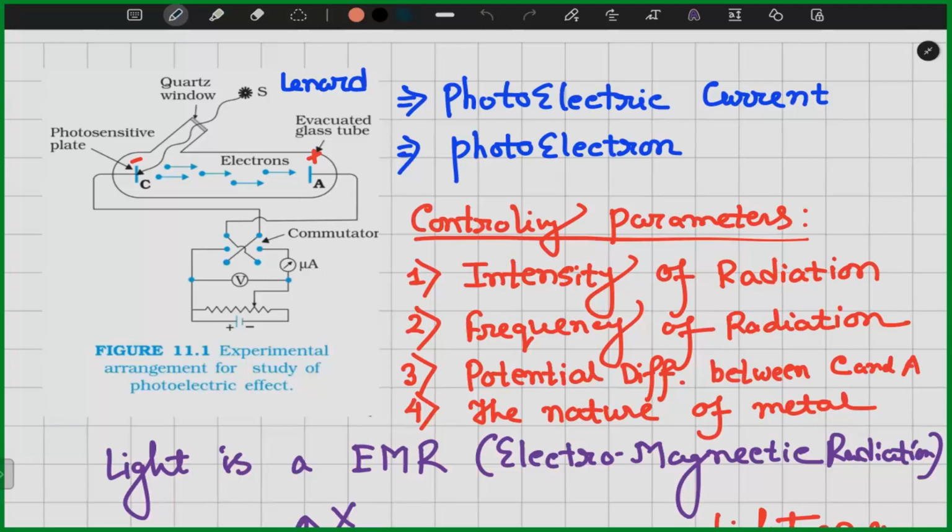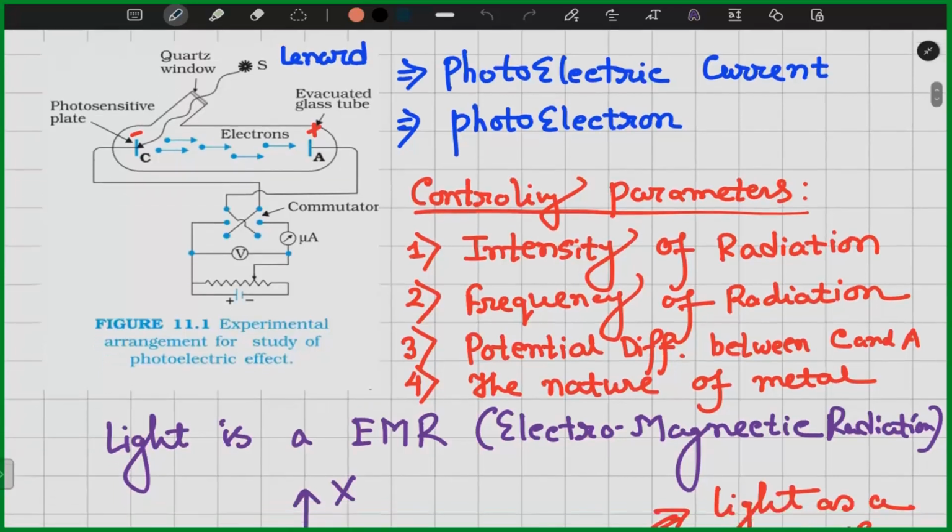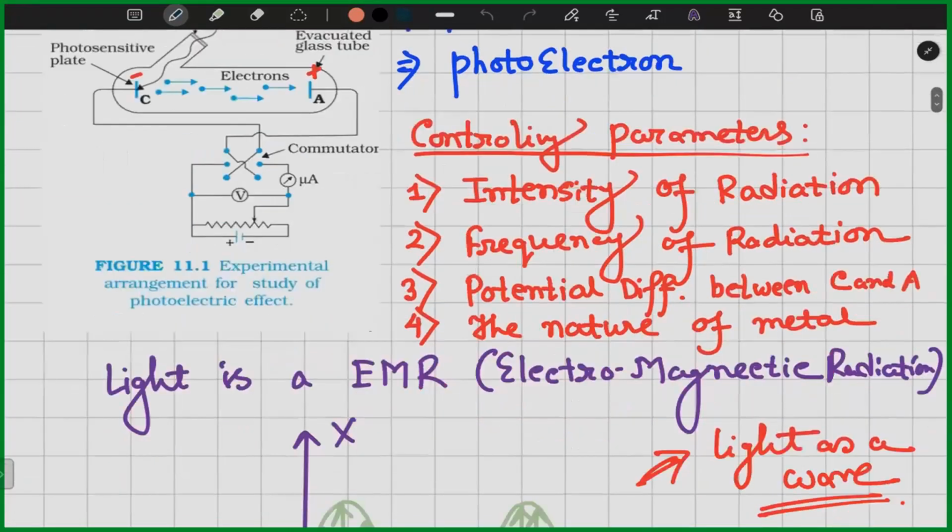Now, what were the controlling parameters we had? First is the intensity of the radiation, because we irradiate the C plate and can control the frequency and intensity of that radiation. Second is the frequency of the radiation, third is the potential bias that was also given by us, and fourth is the metal plate. By controlling these four parameters, we studied our experimental setup, and we had some observations as we discussed yesterday.